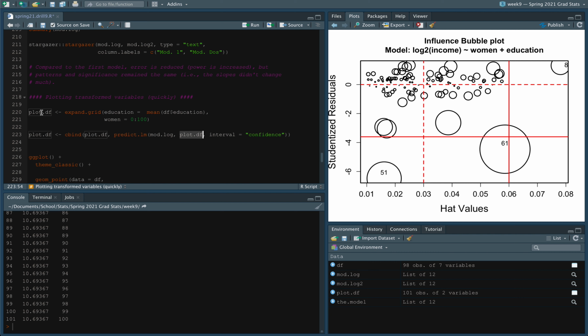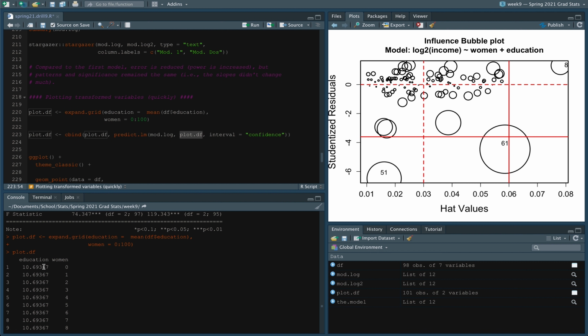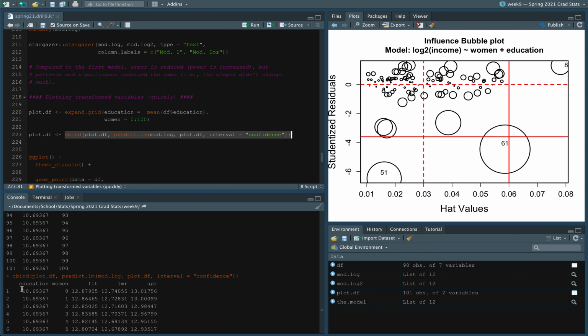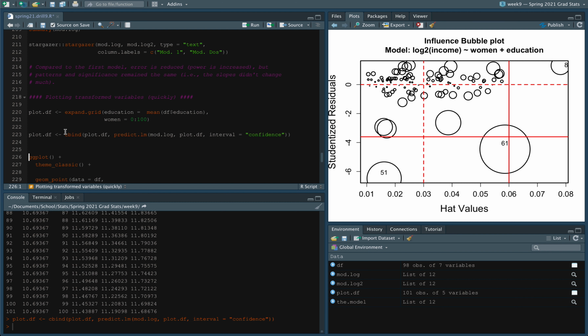The new data that we want to use is this plot data. In other words, we have some slope of education and some slope of women. So if we plug into the model the 10.69 for education and 0 for women, what is the predicted outcome and the confidence interval? If we do the same average education, but with 1% women, with 2% women, with 3% women, with each one of these things, when we run it, what do we get? And the answer is, if we have 0 women and average education, then here is our predicted outcome. With 1% women, here's the predicted outcome, etc. So once we cbind all that together, we now have this plot data frame.